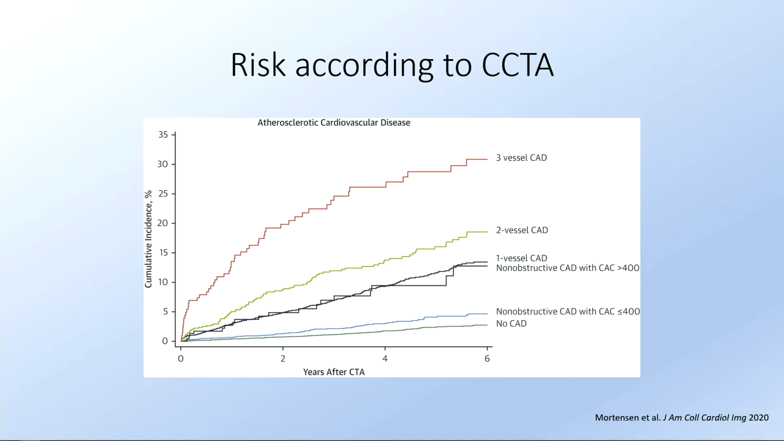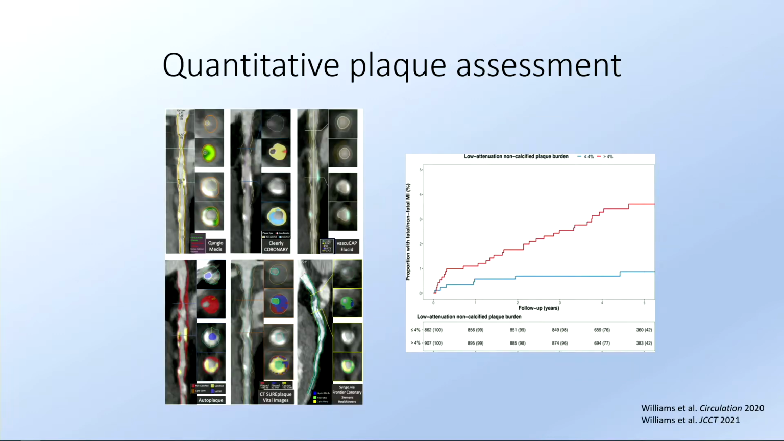But CT has a lot of value over this. We know from work from Mortensen that the more plaque you have, and even if you have non-obstructive plaque, that has a prognostic value. And in that way, I think there's a lot more value that CT can add to calcium score. And this comes not only from obstruction.